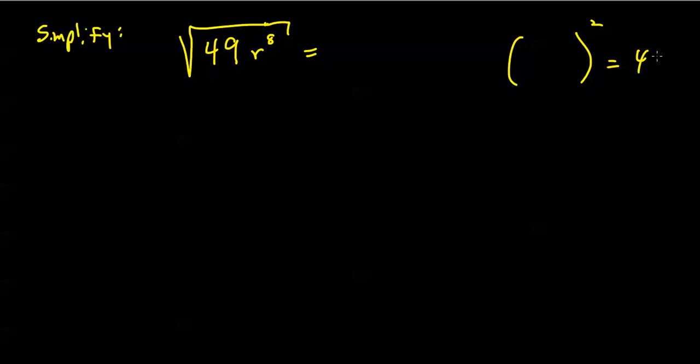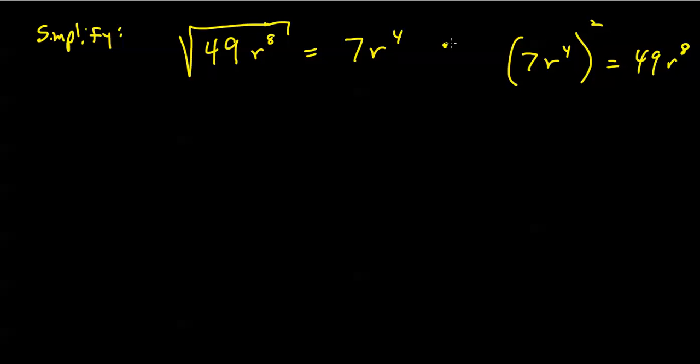Simplify the following root expression. The square root of 49 r to the 8th power. Well, think about this. Square root, well, I want some quantity that I square to get 49 r to the 8th. Whatever's inside the parentheses then will be the square root of 49 r to the 8th. Well, 7 squared is 49, is it not? And r to the 4th squared is r to the 8th power. So I can say then the square root of 49 r to the 8th is 7 r to the 4th.